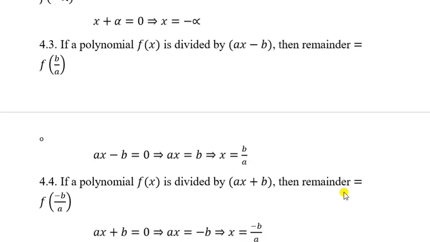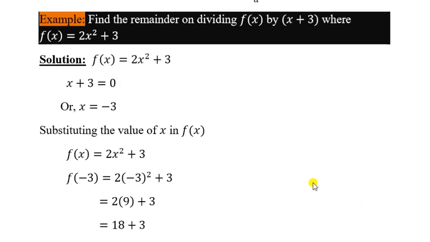A particular example we'll see here. Find the remainder on dividing f of x by x plus 3. That means x plus 3 is the factor, and f of x is given as 2x square plus 3. Solution: f of x equals 2x square plus 3. And I said we have to find the value of x from our given factor. So x plus 3 equals 0, because this is the given factor. It is given in your question. Always you will get it from your question only.